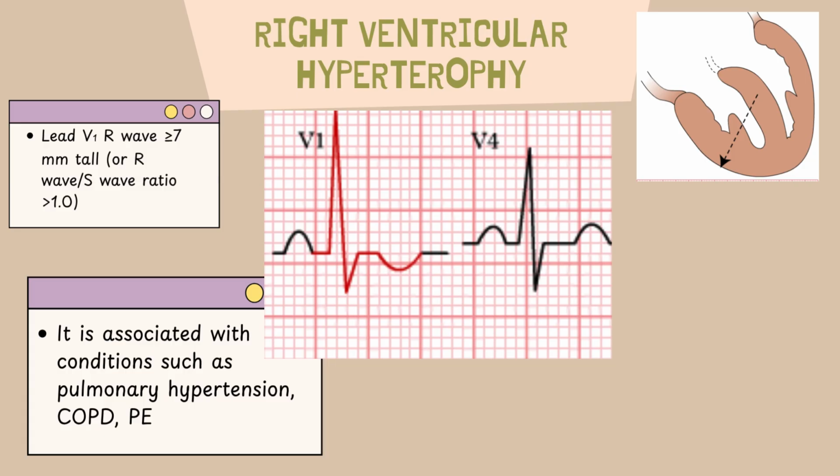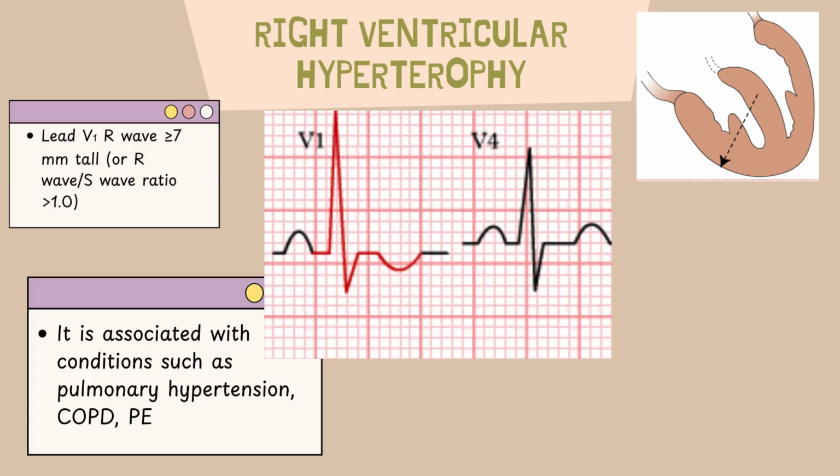Now, let's shift and talk about right ventricular hypertrophy. So normally in lead V1, the R wave is small and the S wave is deep, because the left ventricle dominates the electrical signal. But when the right ventricle hypertrophies, this pattern can flip. In RVH, the R wave in V1 becomes taller than the S wave, a reversal of their usual voltage pattern. That's a sign that the right ventricle is no longer tagging along, it's actually taking the lead electrically.